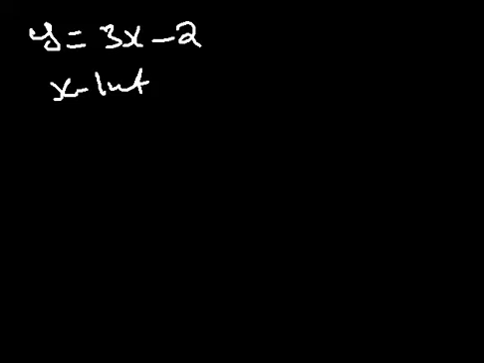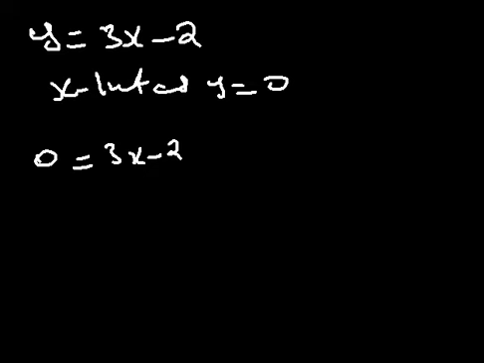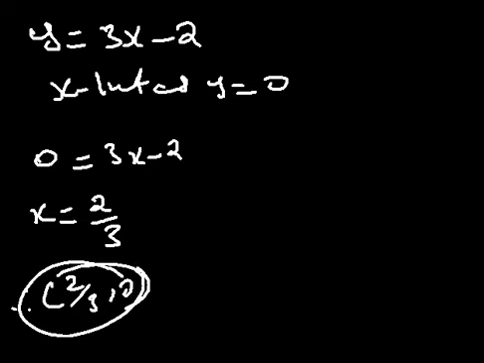We understand that the x-intercept is the point at which the line is cutting across the x-axis. That's what we call the x-intercept, and there y is given as 0. So we'll have 0 is equal to 3x minus 2, and x is equal to 2 over 3. That is the x-intercept of the graph. At that point the coordinates are 2 over 3, comma 0.